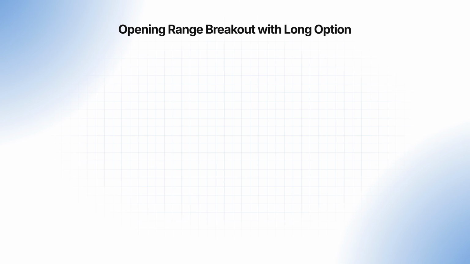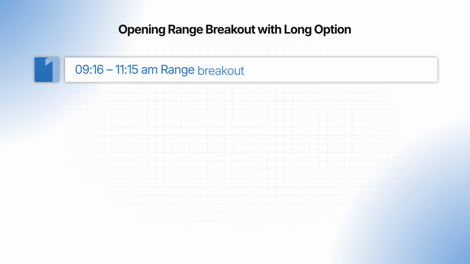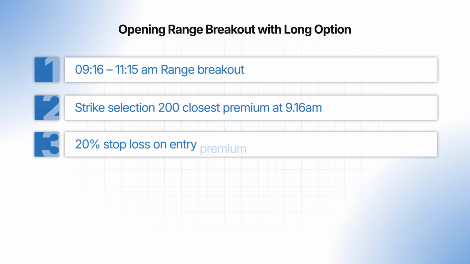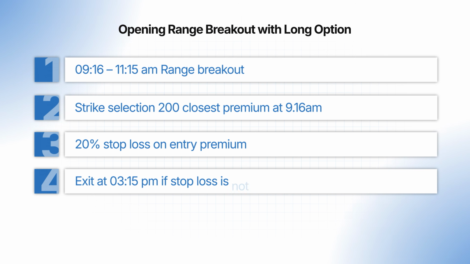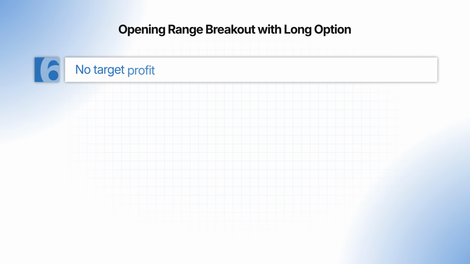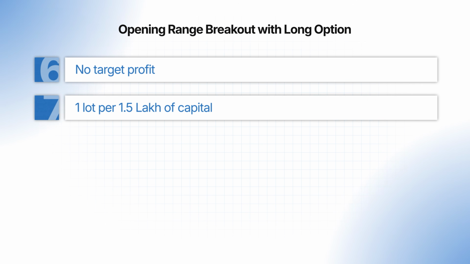Got it. Let's get into the rules of the strategy. So these are the entry and exit rules of strategy 2 that we're talking about. It's a 9:16 to 11:15 a.m. range breakout. Okay. And the strike selection would be whatever strike has a premium of 200 at 9:16 a.m. We put a 20% stop loss on the entry premium. We exit at 3:15 p.m. if no stop loss is hit. Just like any of the strategies that we've discussed thus far, this has no trailing stop loss and no target profit. And for the position sizing, for the fixed lot count kind of position sizing, we are trading 1 lot per 1.5 lakh of capital.